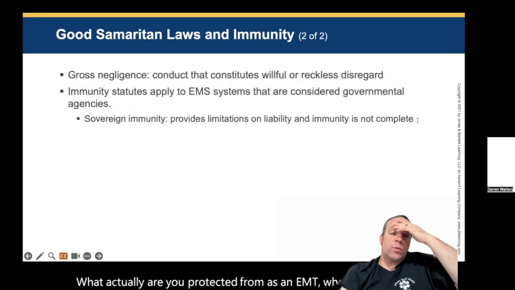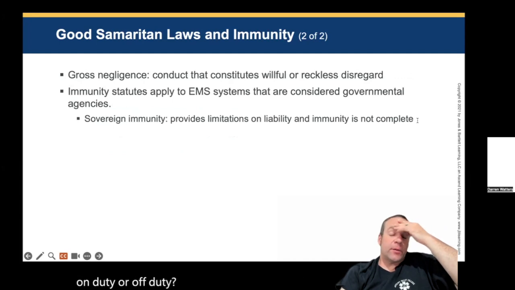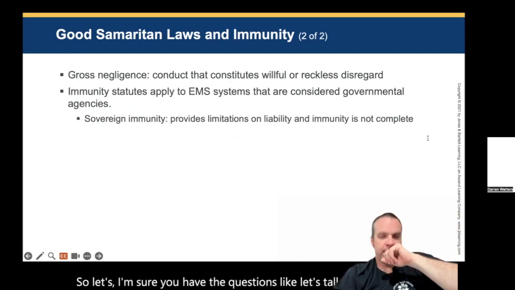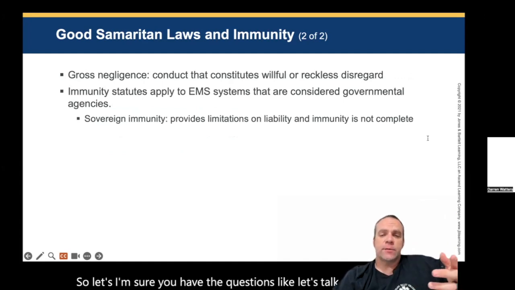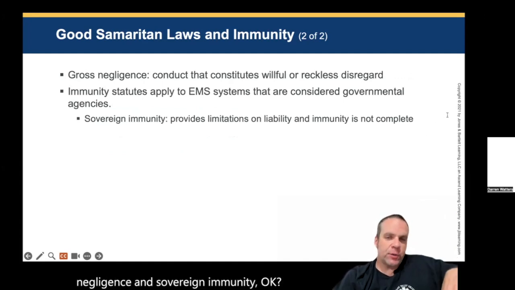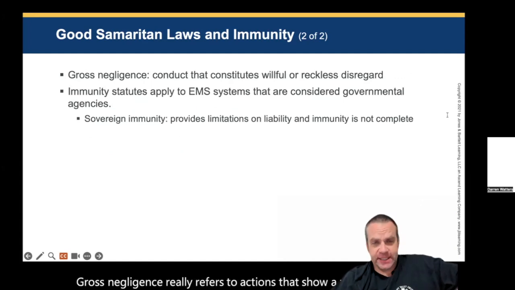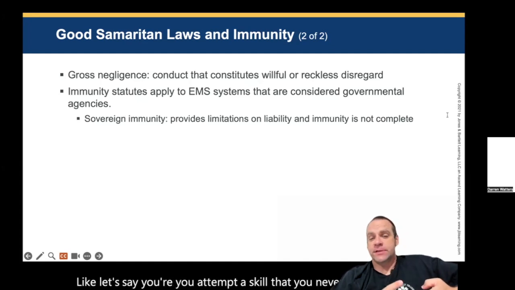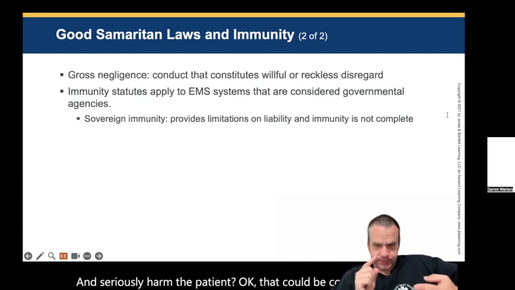So let's talk about gross negligence and sovereign immunity. Gross negligence really refers to actions that show a willful or reckless disregard for patient safety. A good example is this: let's say you attempt a skill that you never learned and seriously harm the patient. That could be considered gross negligence, and the Good Samaritan protection won't apply.